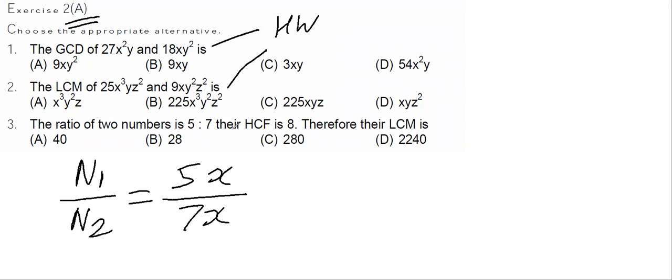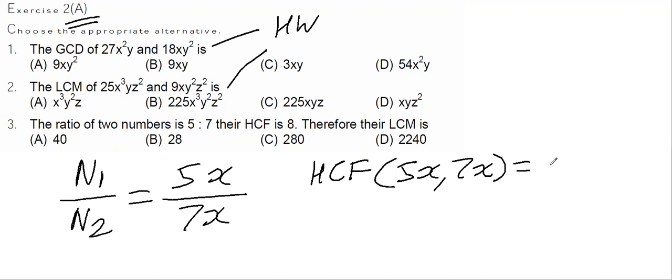Then what it says, that their HCF is 8. It means HCF of these two numbers 5x and 7x is 8. But here when you see carefully, HCF of these two numbers is x. So what is the value of x? The value of x is 8. Therefore their LCM will be what?